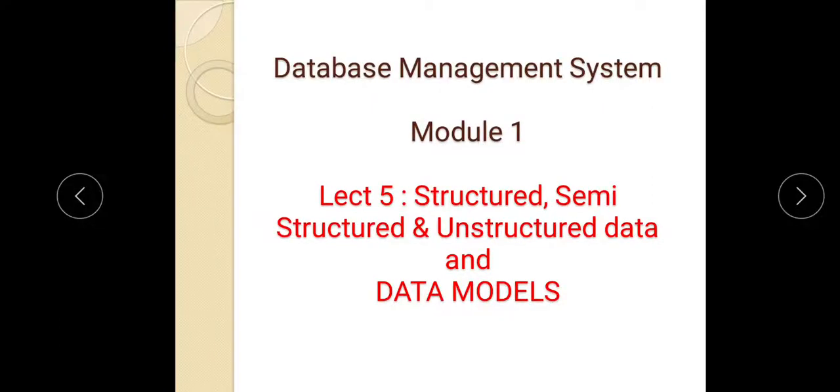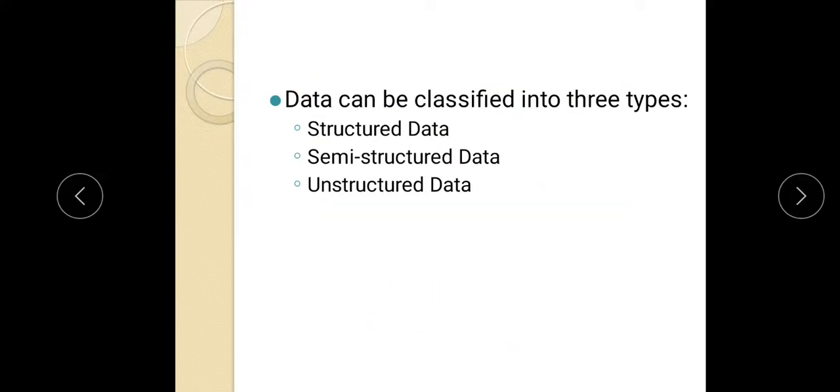Morning all. Welcome to lecture 5 of module 1 in database management system. So today we are going to discuss the topic structured, semi-structured and unstructured data, and also about data models. So these are very important topics. Let us see in detail.